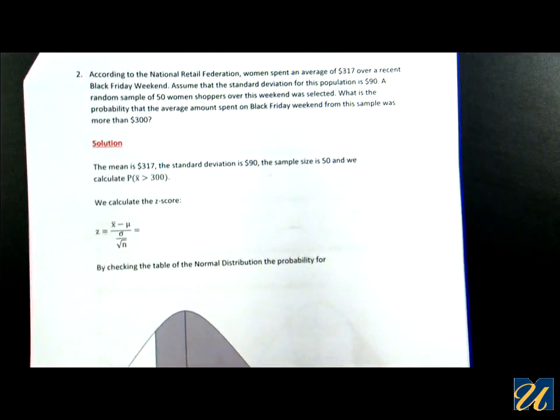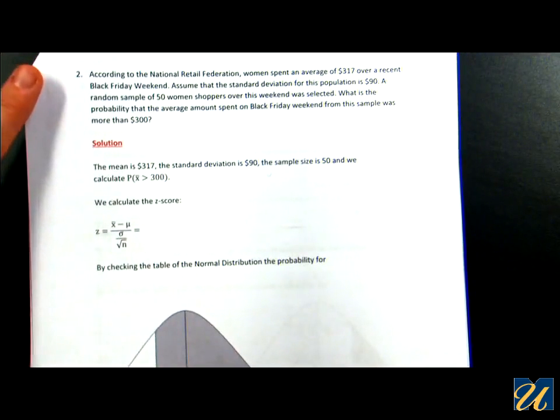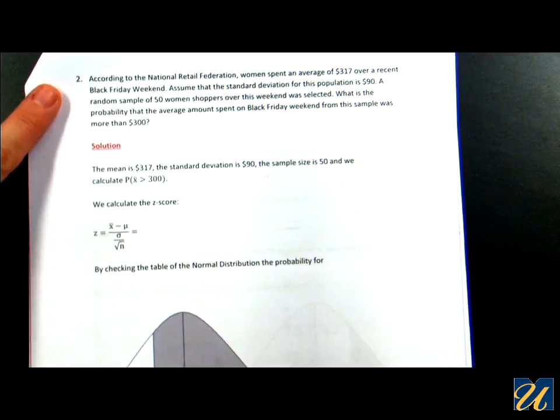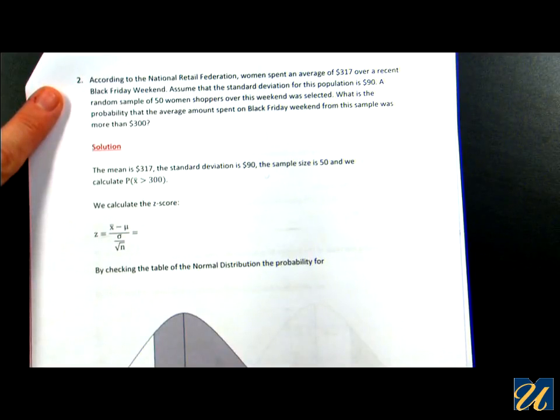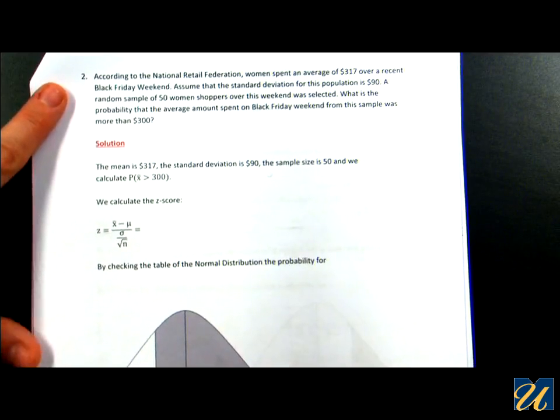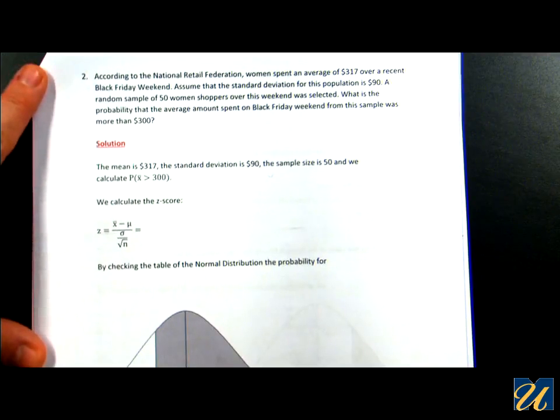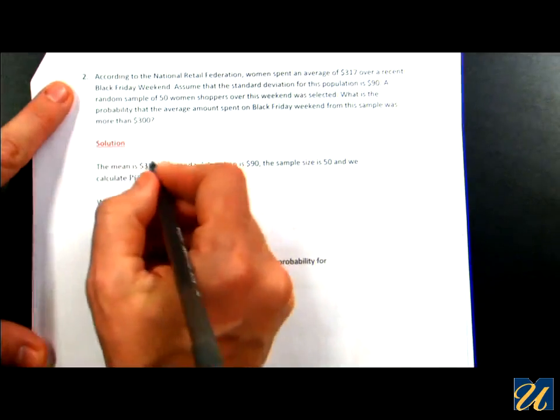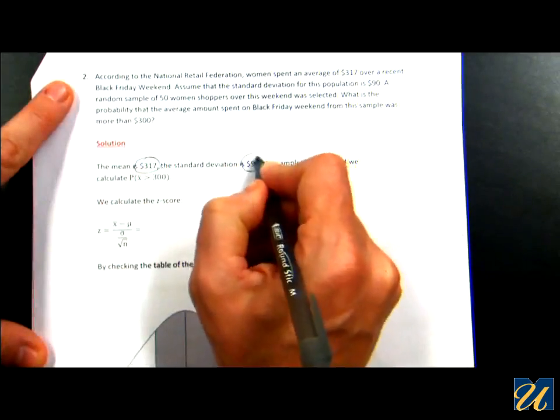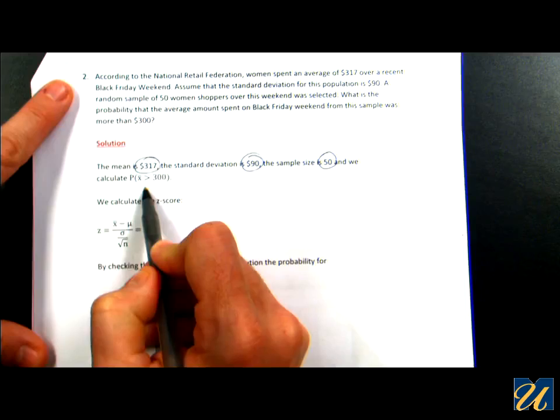Now, according to the National Retail Federation, women spend on average $317 over a recent Black Friday weekend. Assume that the standard deviation for this population is $90. A random sample of 50 women shoppers over this weekend was selected. What is the probability that the average amount spent on Black Friday weekend from this sample was more than $300? So we have mu 317, sigma we have 90, n is equal to 50. I am looking for the probability of X bar to be greater than 300.